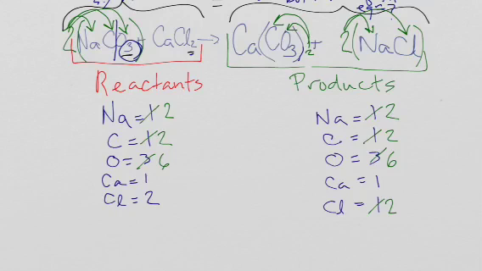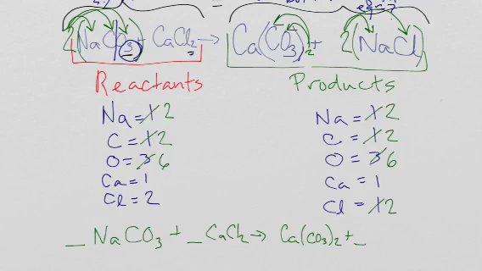Had I written this equation out and asked you to balance it, what I would have given you is something like this. I would have put a little blank here, and I would have put NaCO3 plus, a line here, CaCl2 yields Ca bracket CO3 2 plus, and I would put a little line there in case, NaCl.